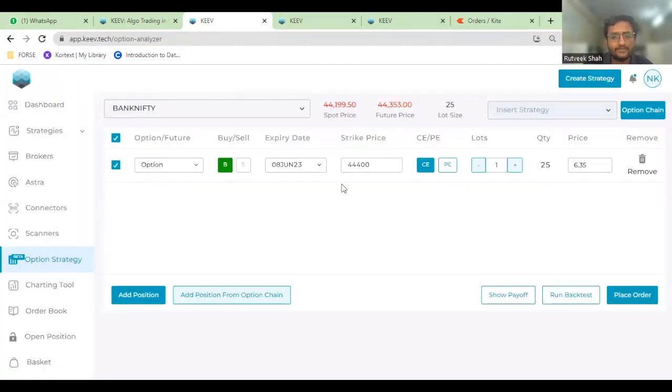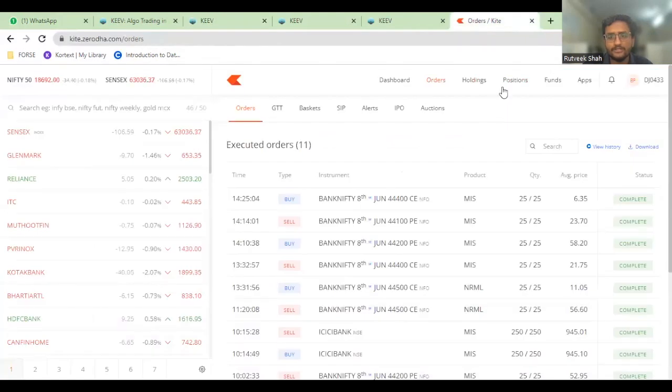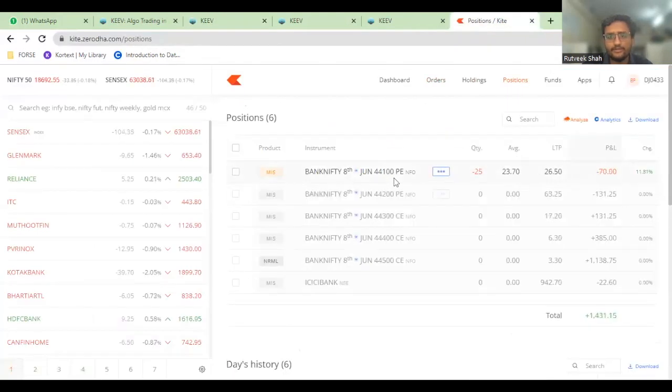And yeah, so currently we are holding only one position right now. That is the 44,100 put sell that is trading around 25 right now. We sold it around 23.7. So I'll update you on the change if there is any, or if I square off this position.